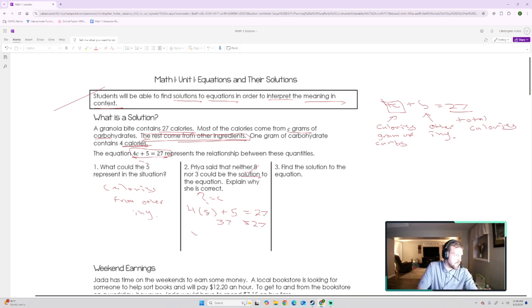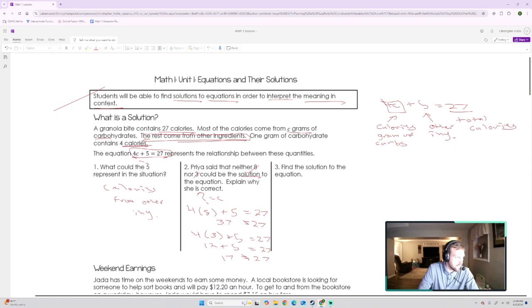What about 3? Well, 4 times 3 plus 5 equals 27. That's 4 times 3 is 12 plus 5 equals 27, but really that is saying 17 equals 27, which is not true. So again, Priya's right, that's why. Okay, that is not the solution. Well, then what about number 3? Find the solution to the equation.